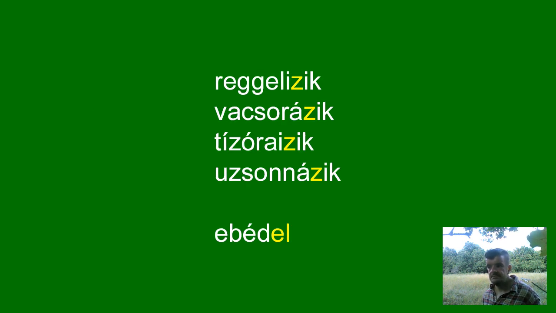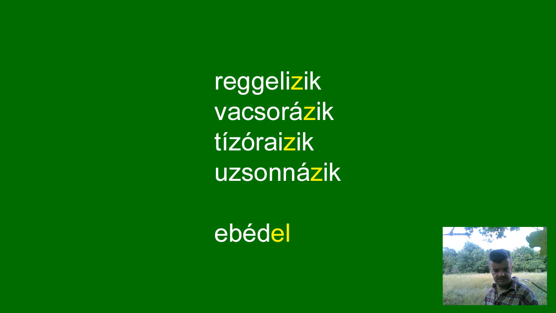Then we have vacsorázik. Vacsorázunk is an example. We are dinnering. Then we have tízóraizik. We have uzsonnázik. And now there is here an exception. Whysoever ebéd is formed with an L. Ebédel. Here again it means in French you have déjeuner. It works, it's really the same principle.